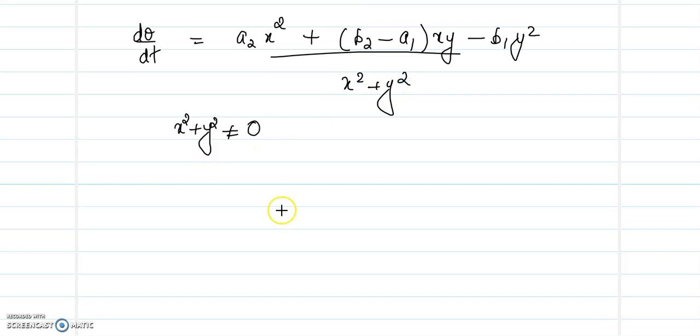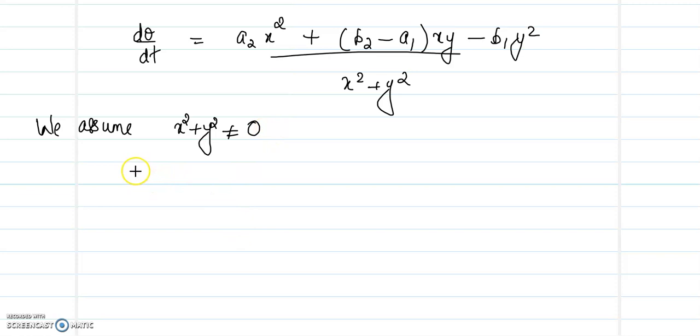Now we are interested only in solutions that represent paths. So we assume that x square plus y square is not equal to 0.